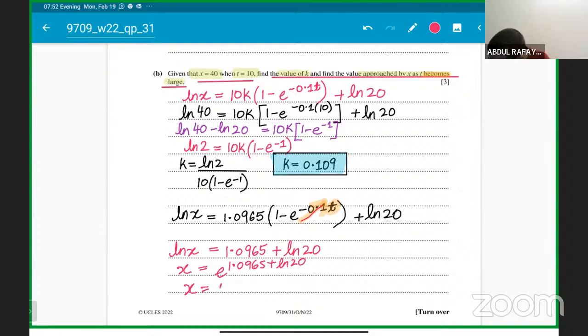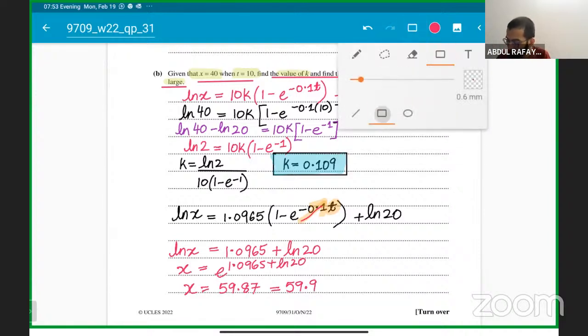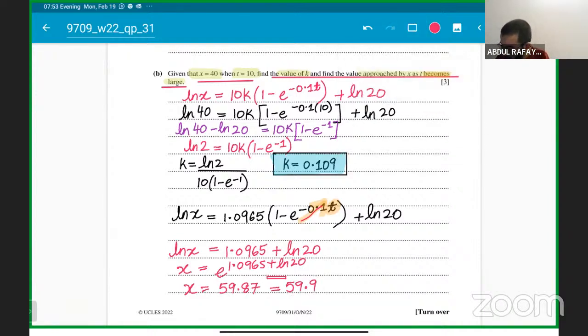So it's coming 59 point something in the calculator, 87. So you can write down that it will be 59.9 to one decimal place. That is the correct answer, students.